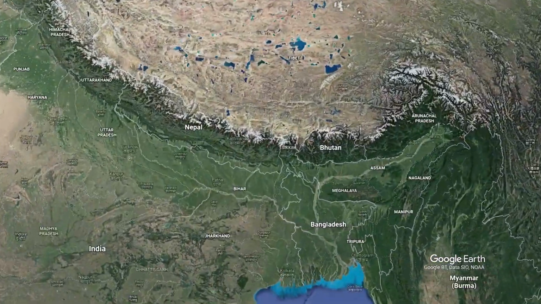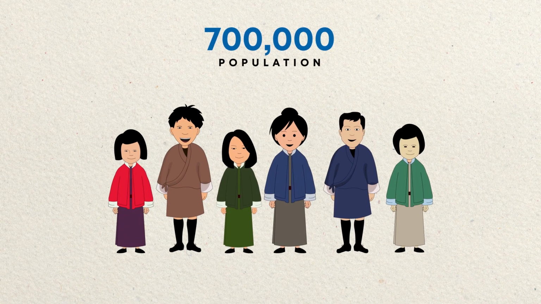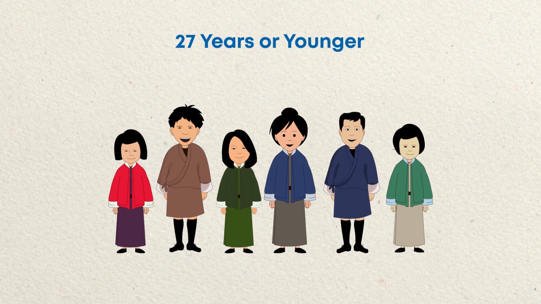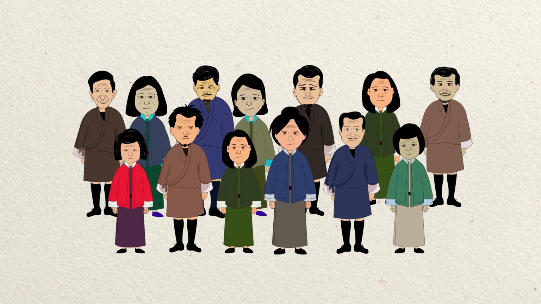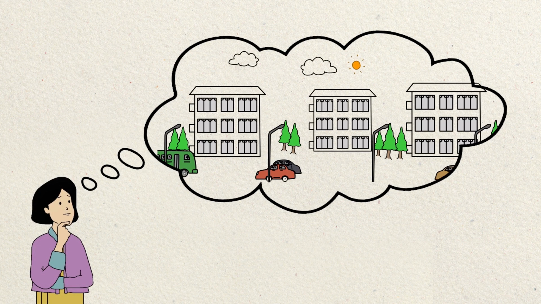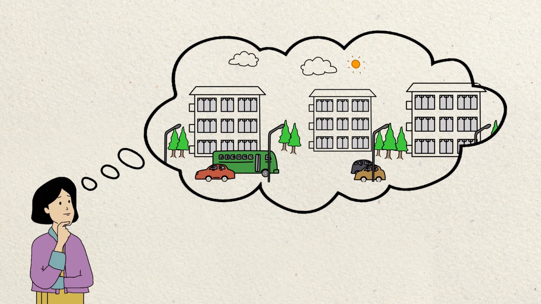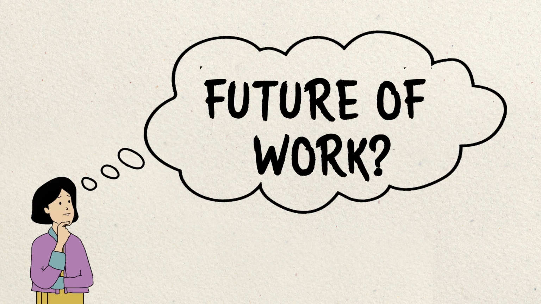The worsening unemployment situation threatens Bhutan's demographic dividend. More than half of Bhutan's over 700,000 population are 27 years old or younger. The demographic dividend is projected to bulge in the next 10 years before starting to shrink by 2040. The demographic and economic shifts prompt questions on how Bhutan's economy and society may develop in the 21st century and what the future of work would look like.